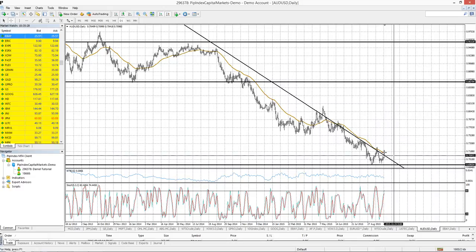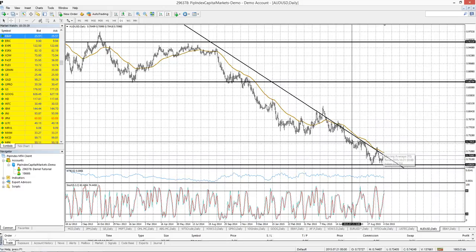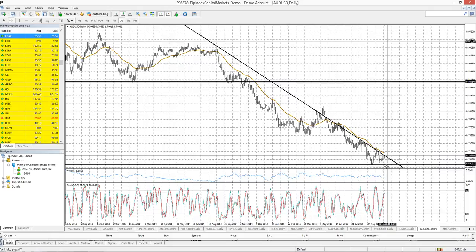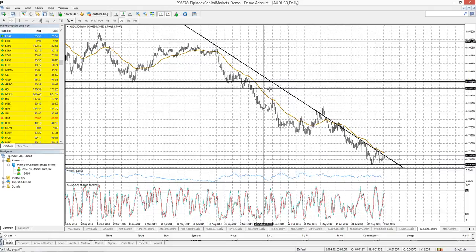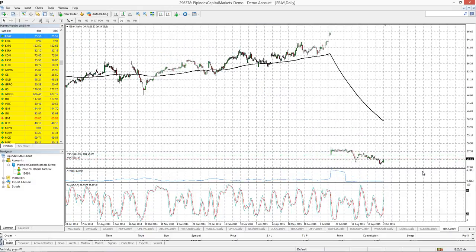So what we could be looking at in this case is, should the market breach the support, possible short positions, or should it breach the ascending, or the diagonal, I should say, we could be looking at possible long positions. Now let us take a look at eBay.